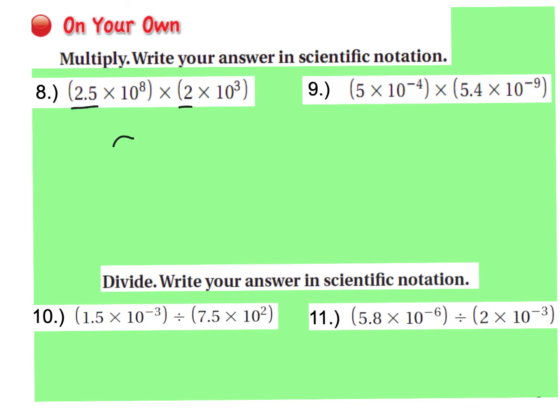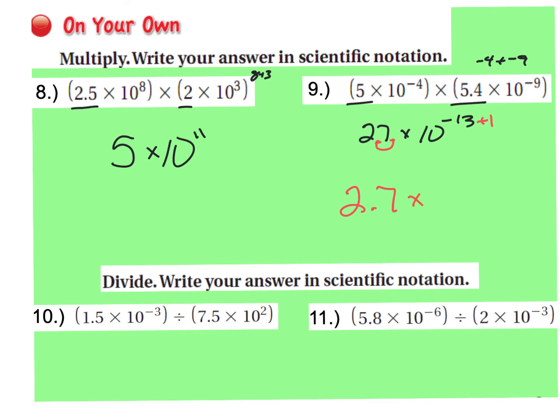2.5 times 2 gives us 5, times 10 to the power of 8 plus 3 gives us 11. So we have 5 times 10 to the power of 11. 5 times 5.4 gives us 27, times 10 to the power of negative 4 plus a negative 9 gives us a negative 13. Not scientific notation, so I'm going to move it. I go from a big number down, so I'm going to add 1. So 2.7 times 10 to the power of negative 12.